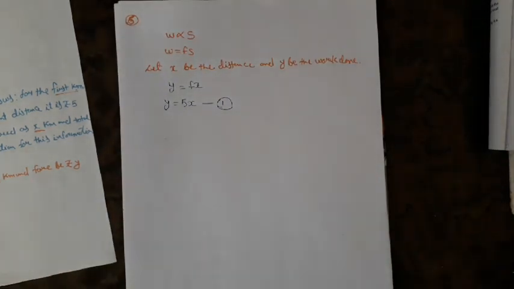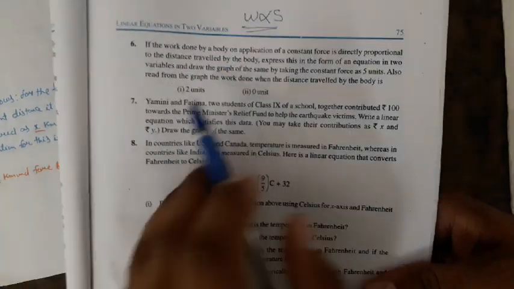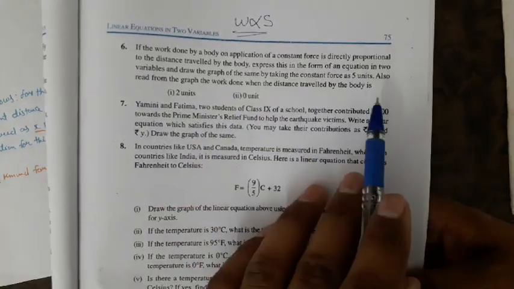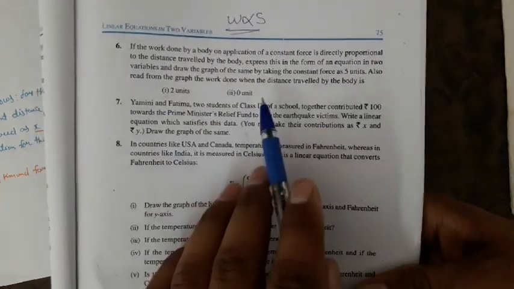Now here we have shown the equation. Now you have to draw its graph, and how will you make the graph? For the graph, the distance traveled by the body is 2 units and 0 units.